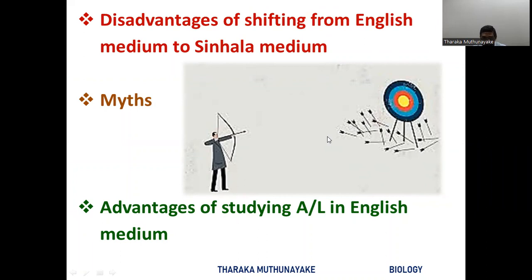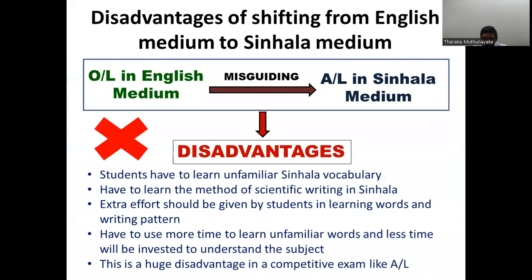Okay, first we are moving to the disadvantages of shifting from English medium to Sinhala medium. As I told you earlier, in some famous schools, around 100 students, sometimes more than 50 students, do their O levels in English medium. But when we come to advanced level, out of those 100 or 50 students, only a few, sometimes 5 or 10 students, move to English medium education. That means most of the students who followed their O levels in English medium try to follow their advanced level in Sinhala medium. So actually these students are misguided by different people in the society.